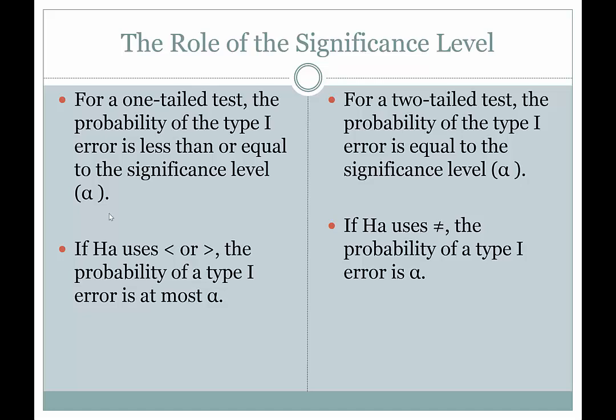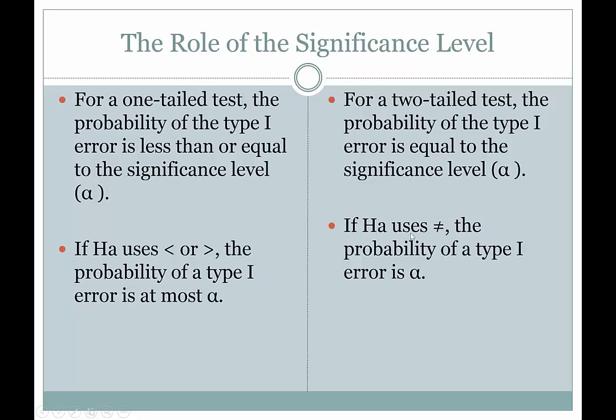And why do we say 5 or less? Because depending on what the true mean is in that scenario, the likelihood of a type 1 error could be different, right? But it won't be any more than the alpha level. So if you set the alpha at 5%, it'll be no more than a 5% chance that you commit the type 1 error. So the alternative hypothesis uses less than or greater than when it's a one-tailed test, right? Because the less than is left-tailed, greater than is right-tailed. So the probability of a type 1 error is at most alpha in those circumstances.